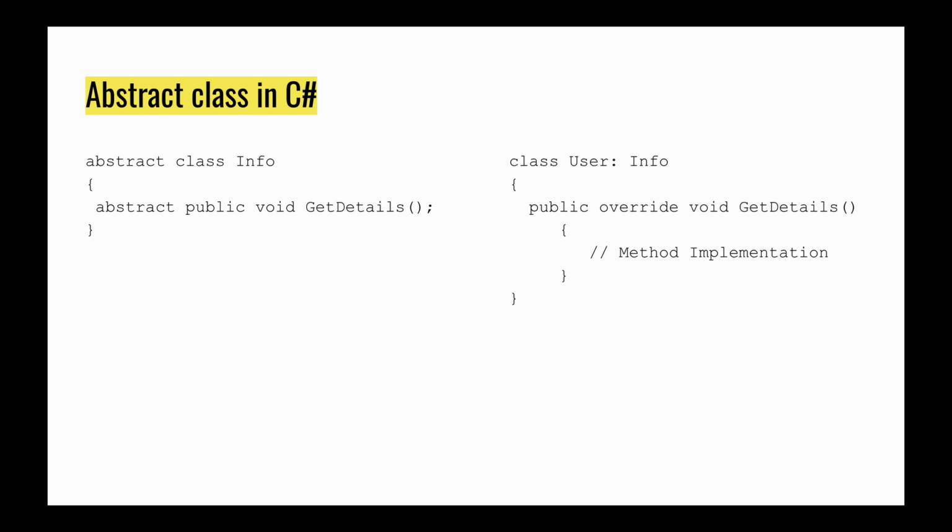In C#, we should not use the sealed keyword with an abstract class because the sealed keyword will make the class non-inheritable, but the abstract modifier requires the class to be inherited.